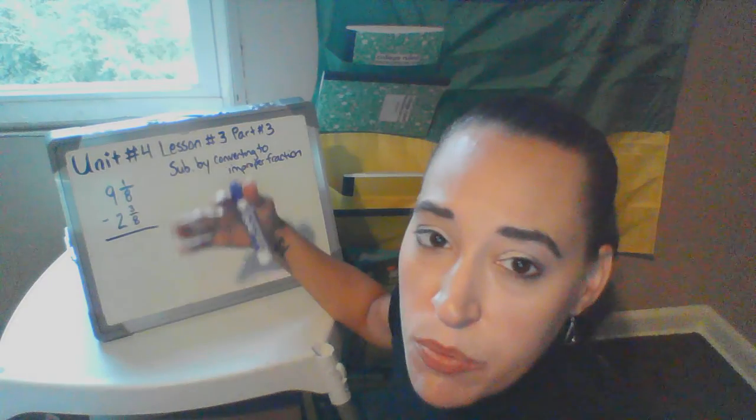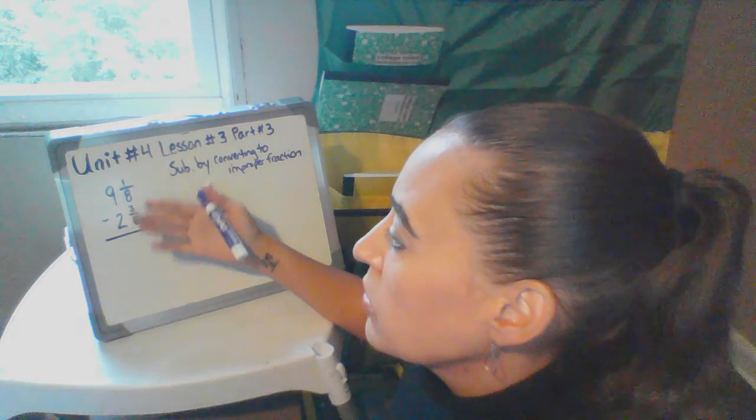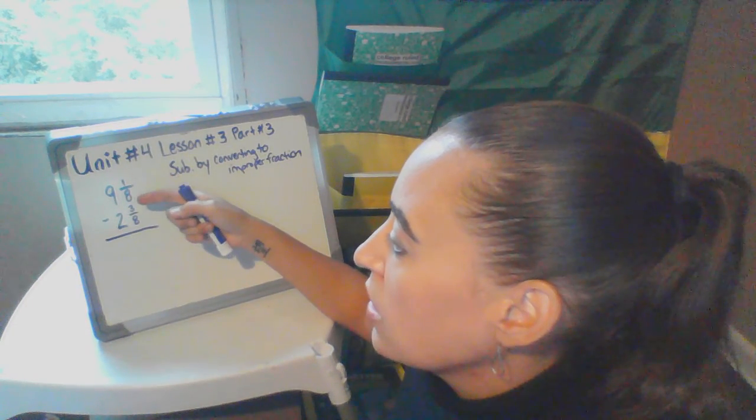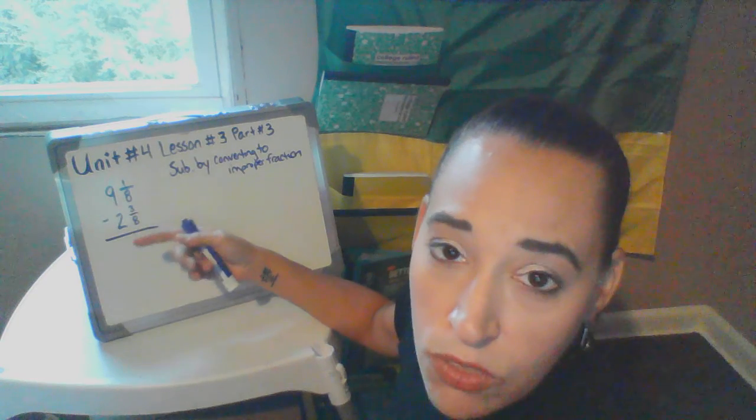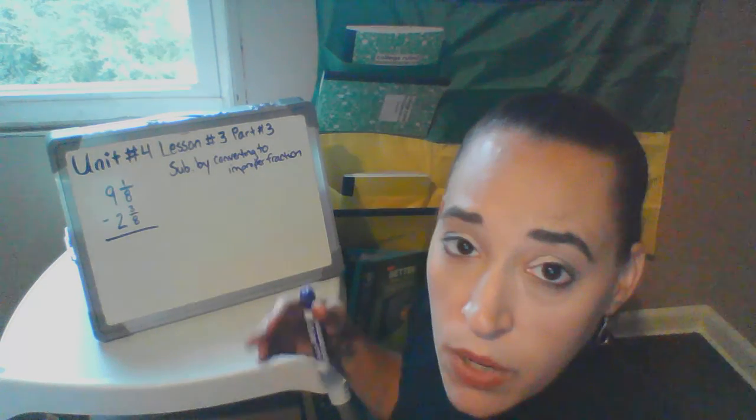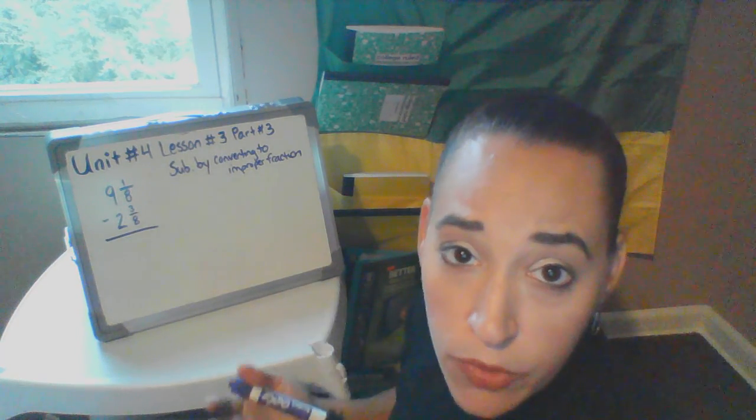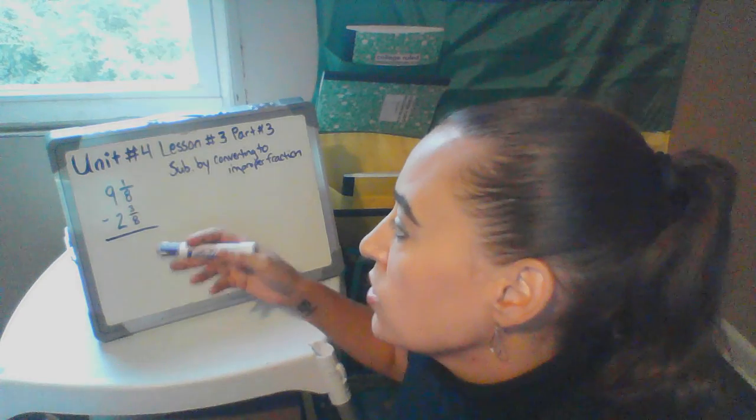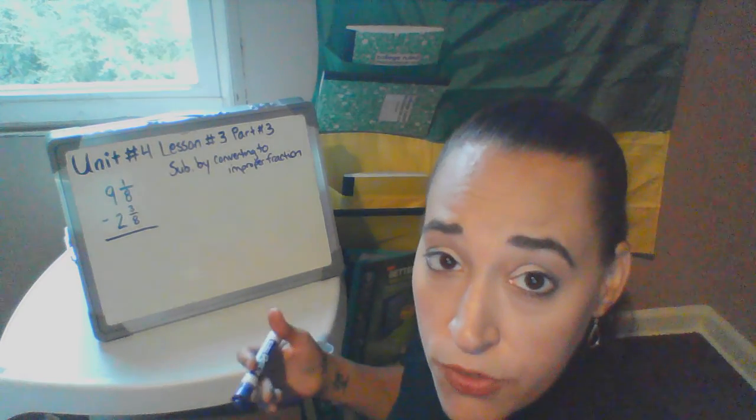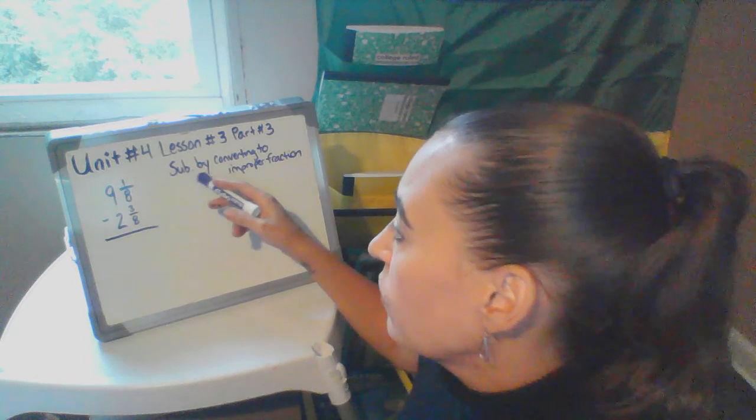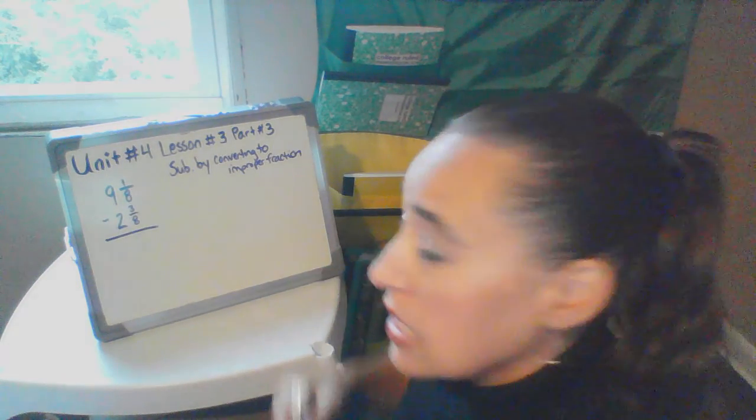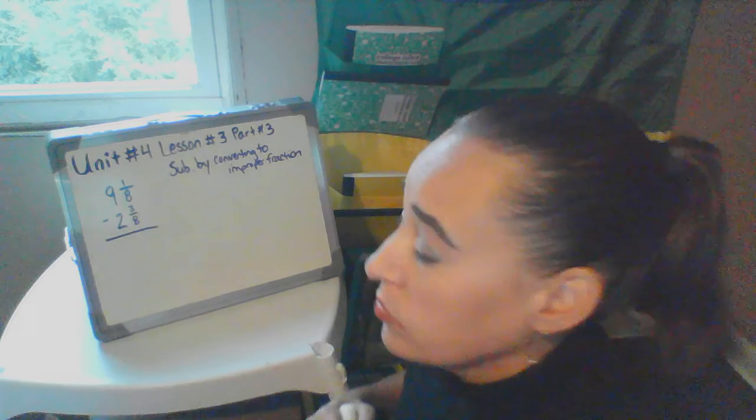So remember, first step is the L in look. So when we do the L in look, I see I have 1 minus 3. I can't take 3 away from 1. So right away I think, oh man, I got to regroup, right? Well, if you don't want to regroup, let's just try this method. Convert both of these into improper fractions, okay?